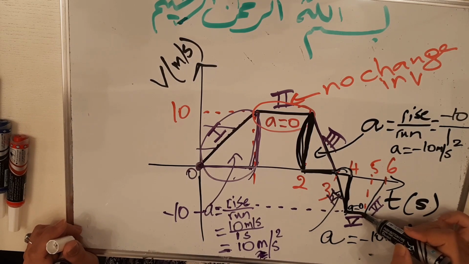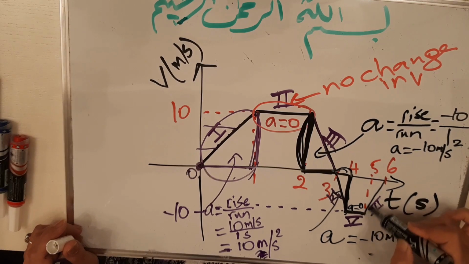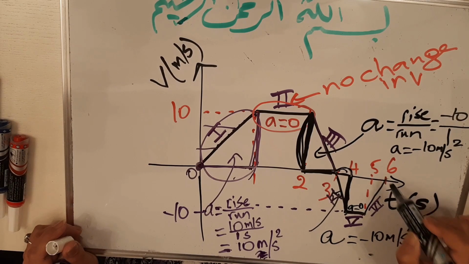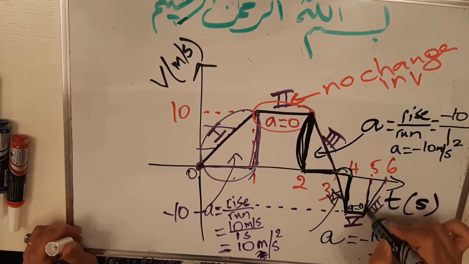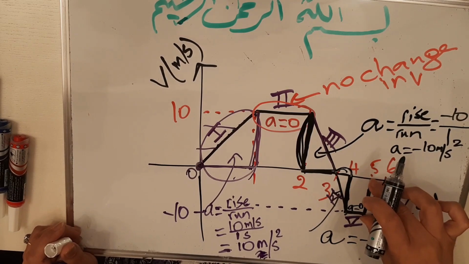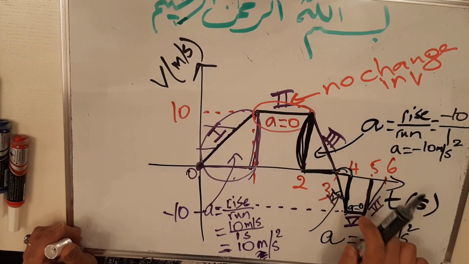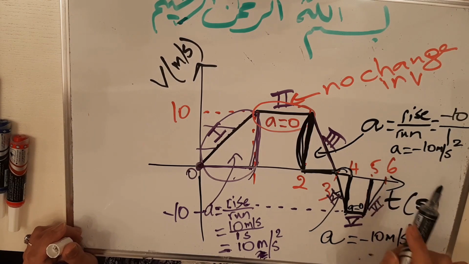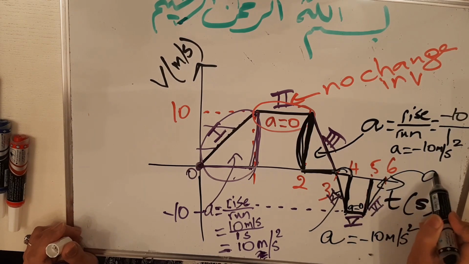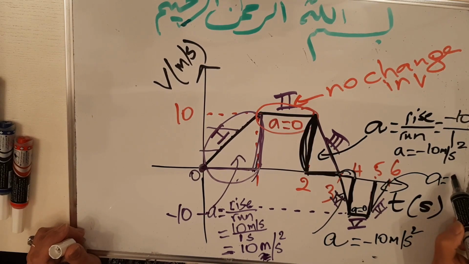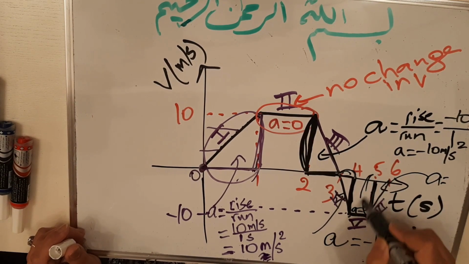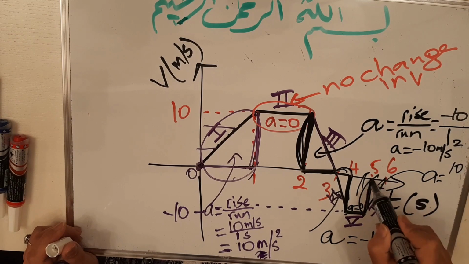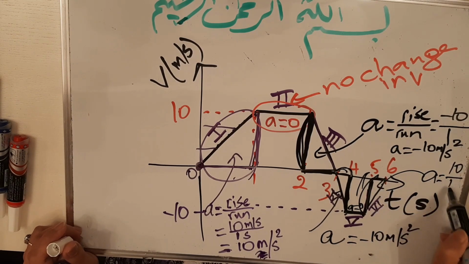And then here, it's going from negative 10 to 0, and you see that this is going up, okay? So this rise is going to be positive because this line is going up, so the slope is positive here. And so the acceleration here is going to be what? It's going to be 10, because it's going to go up over the run, which is 1. So the acceleration is 10 meters per second squared.